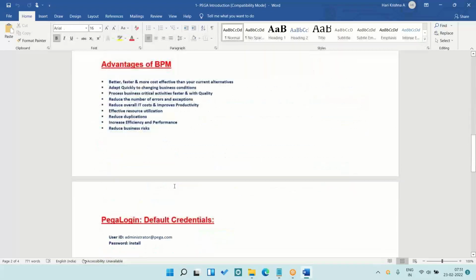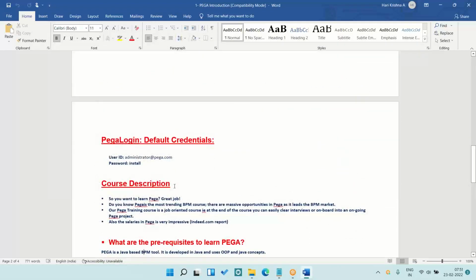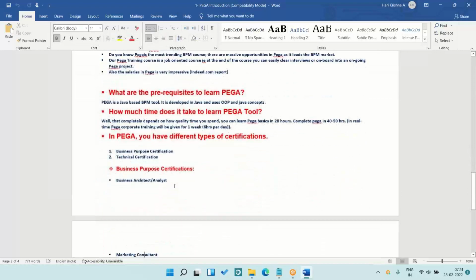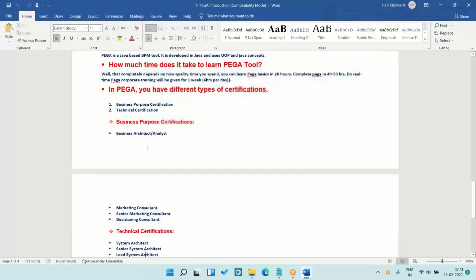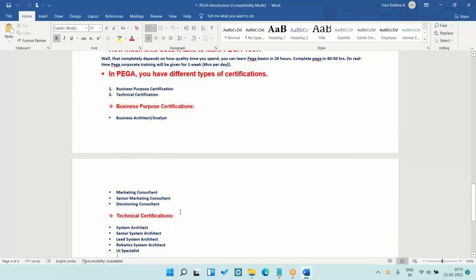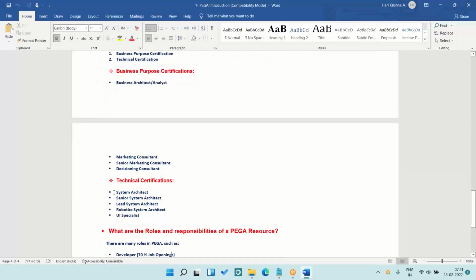Here, the other thing is, in Pega, though there are some other roles in the market, like business analyst or business architect roles, that is not for you. Some marketing consultant roles, these are all not for you. See, 90% of the job roles in the market are for the system architect and senior system architect. The training which you are going to get now is for the system architect and senior system architect.